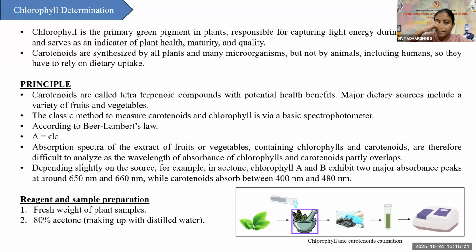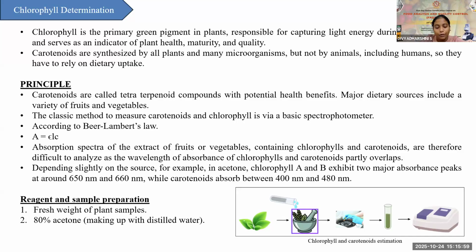The absorption spectra of the extract from fruits or vegetables will contain both chlorophylls and carotenoids. Therefore, it is very difficult to analyze which wavelength corresponds to which chlorophyll or carotenoid. For that, there are different types of solvent extractions. I am using acetone for the extraction. In this acetone extraction, chlorophyll a and b will show two major peaks, around 650 and 660. The carotenoid will have its peaks at 400 to 480. That's why we are using those nanometer values in the formula, which I will discuss later. The reagent and sample preparation is very simple.